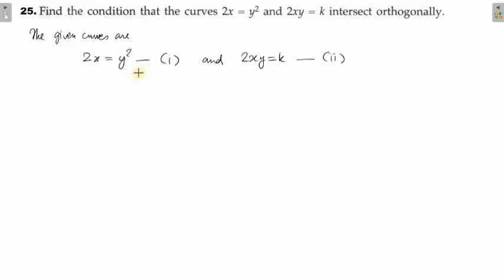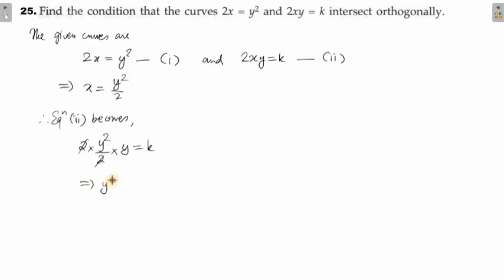So here what I am going to do is, from here you can find what is x. So x is given to be y square by 2. Therefore equation 2 becomes, when you put x equals y square by 2 in equation 2, you get 2 into x, x is y square by 2, into y is equals to k. So 2 gets cancelled. So from here you get y cube is equals to k, and from here y turns out to be k to the power 1 by 3.